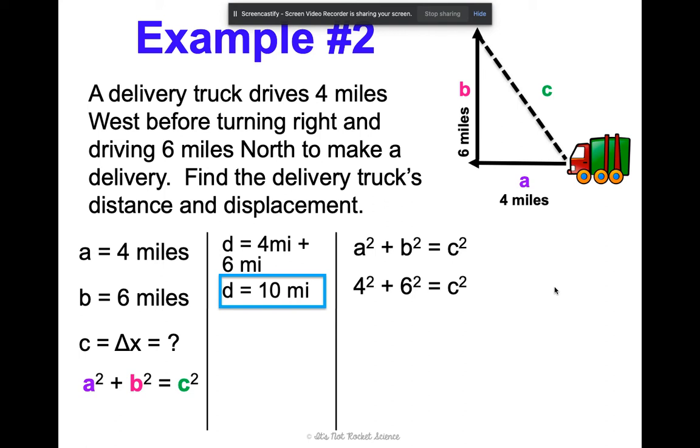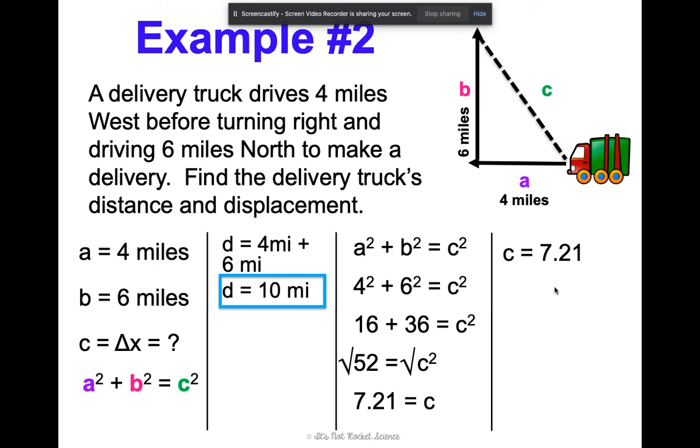For displacement, we're going to go ahead and do 4 squared plus 6 squared equals c squared. 16 plus 36, 52 equals c squared. And then you have to take the square root. And the square root of 52 is 7.21. So that is our displacement, 7.21 miles northwest. Don't forget your units and don't forget your direction when you're doing displacement.